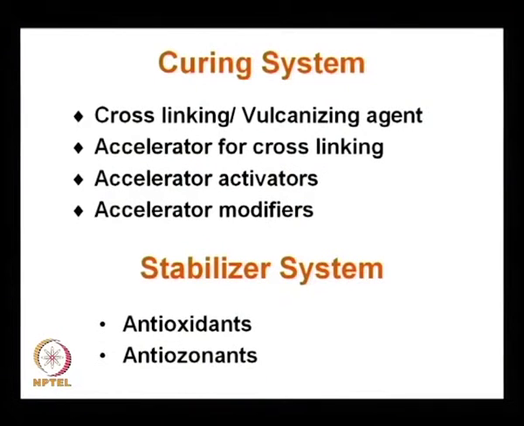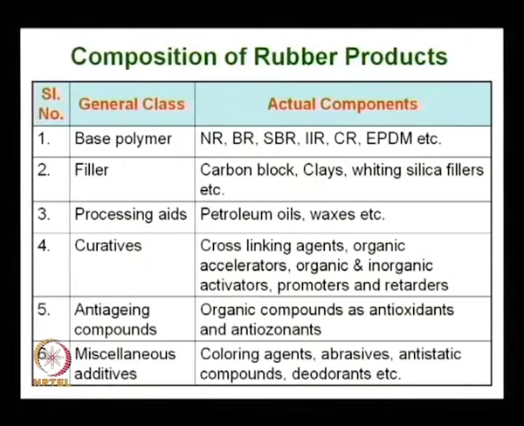Then stabilizer system: one is antioxidant and the other is antiozonant. Normally, these two classes of stabilizers are used in rubber products. Then let us look into the composition of rubber product. The general classes in these compositions are base polymer. I have already mentioned the names, a few names are shown here in this slide. Then fillers are carbon black, clays, whiting, silica fillers, etc.